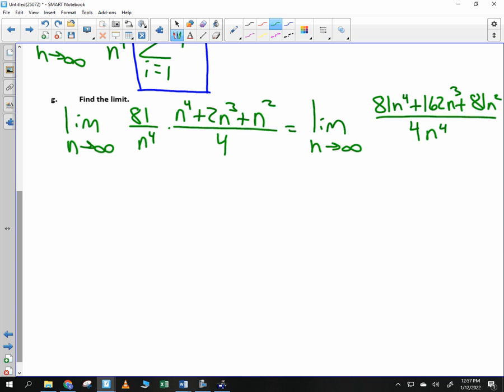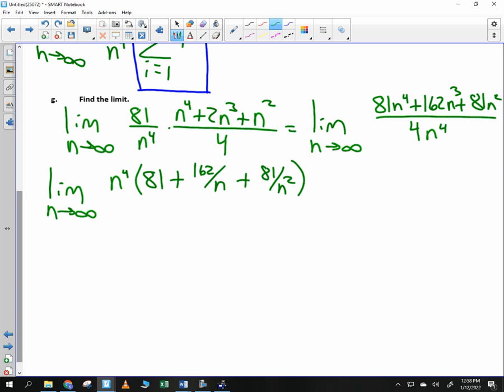How do we take care of an infinite limit again? Yeah, divide out the largest term, which is n to the fourth. What are you left with? 81 plus 162 over n plus 81 over n squared. Ooh, that's beautiful, because now I know I'm getting really close, aren't I? So what do I do? And the fourths are gone.